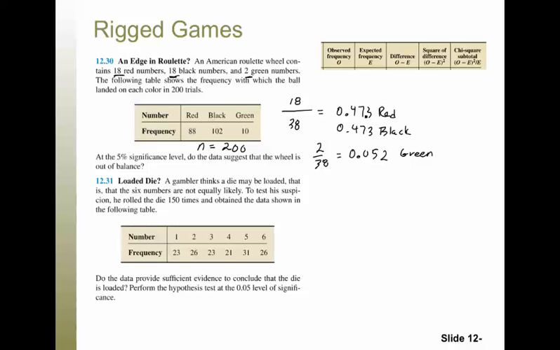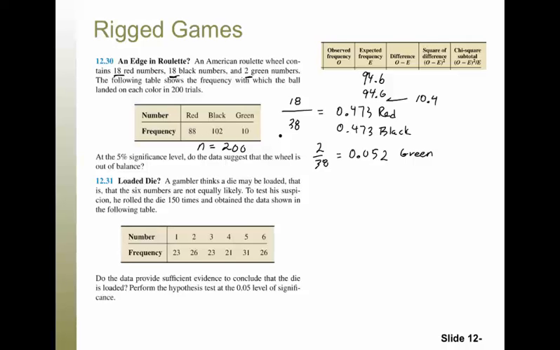So we would expect 47.3% of 200 to be red, and the same to be black, and then 5.2% to be green. So let's get those numbers. So this would be the expected frequency. So 94.6. Is that right? We'd expect 94.6 of them to be red, 94.6 to be black, and 10.4 to be green. Okay, and our observed was 88, 102, and 10.